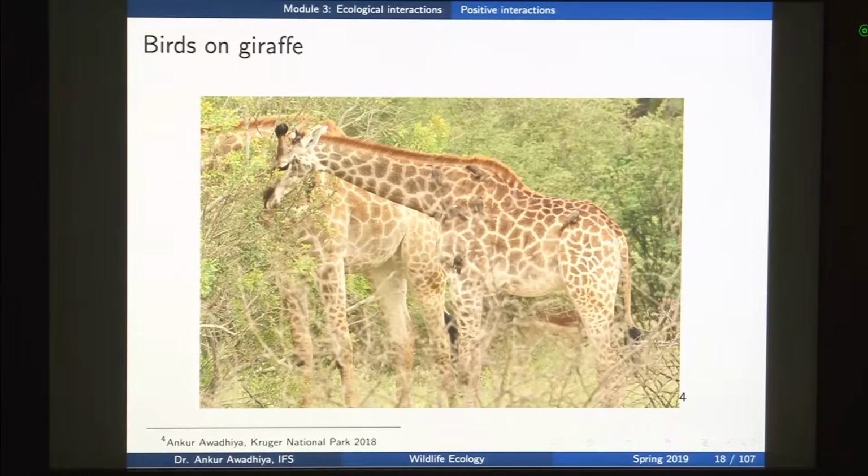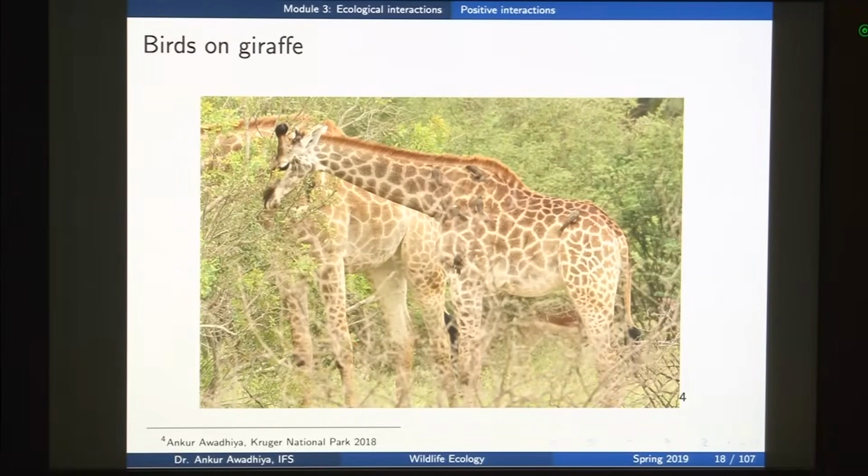Now, what is the benefit to the second party? What is the benefit to the giraffe? Why is this giraffe allowing these birds to come to its body, sit over it and do their job, get their food? Well, this is because the giraffe is also getting a benefit out of it, because the skin of the giraffe is getting cleaned in this manner. These birds are removing the insects and the parasites that would remain on the body of this giraffe.